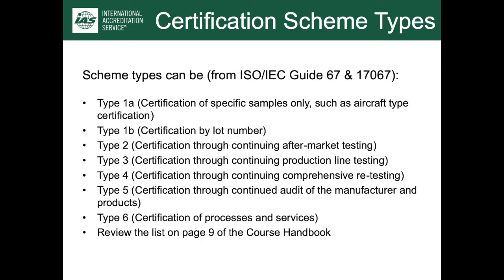This listing of scheme types is shown in the course handbook, but it comes from ISO IEC 17067. Note that any scheme from 2 through 6 will result in continuing surveillance by the certification body to ensure that the object of certification continues to demonstrate conformance to scheme requirements. Only Type 1 schemes do not have such a requirement.